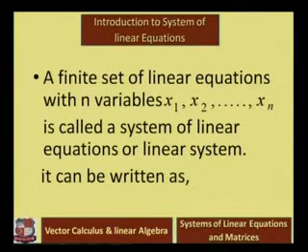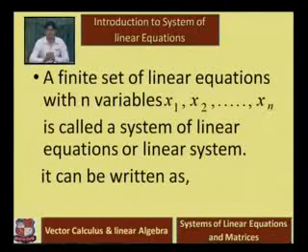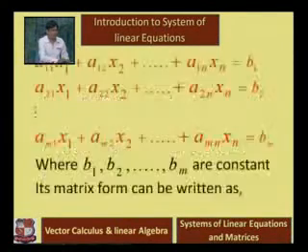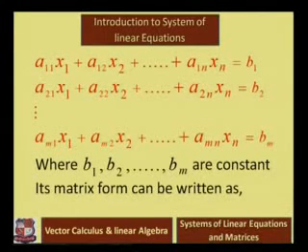Now let us introduce the system of linear equations. What is the definition of a system of linear equations? A finite set of linear equations with n variables x1, x2 up to xn is called a system of linear equations or linear system. And these equations with n unknowns can be written in this form.